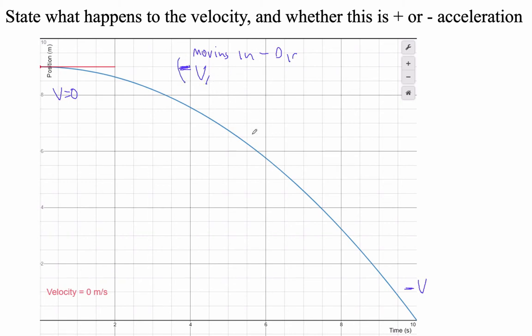And the only way to do that is to have the acceleration and the velocity in the same direction. Okay? So we have a negative velocity and we have a negative acceleration. We're moving in the negative direction and speeding up. That's what's going on here, right? Moving in the negative direction and speeding up.